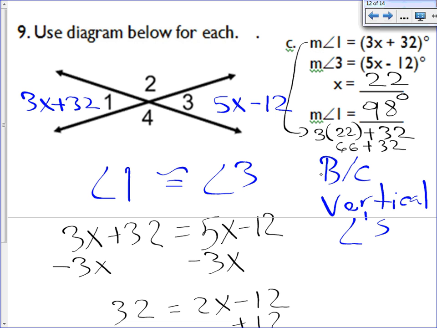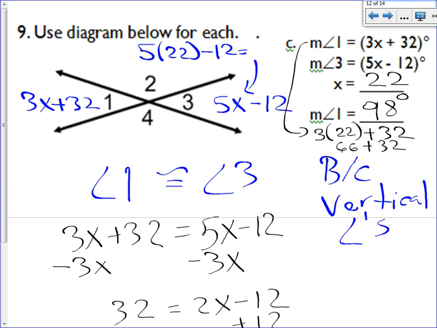You can verify whether or not your answer is correct by taking x and figuring out what angle 3 is. So if this is correct, if 98 degrees is correct, when you substitute 22 for x, you should get what for your answer? 98 degrees.